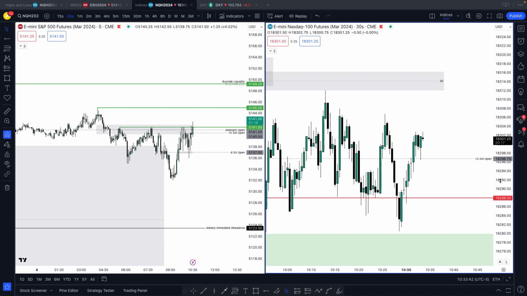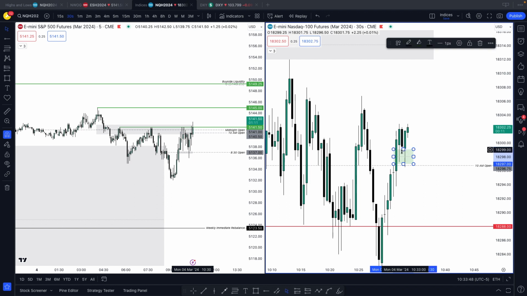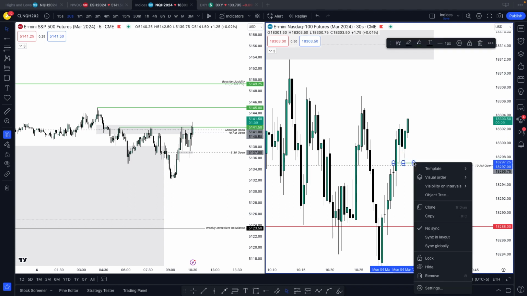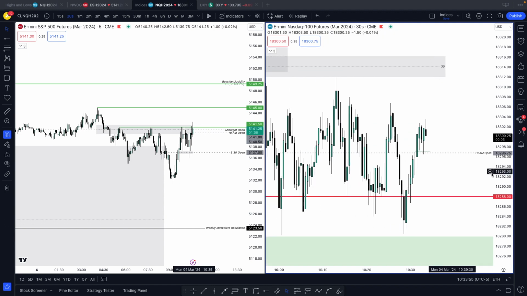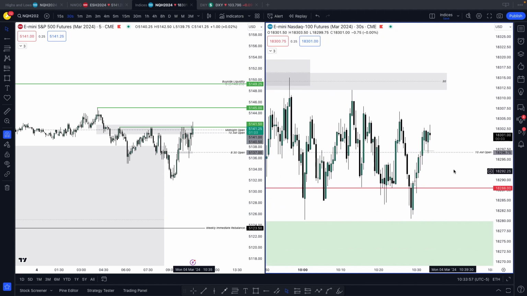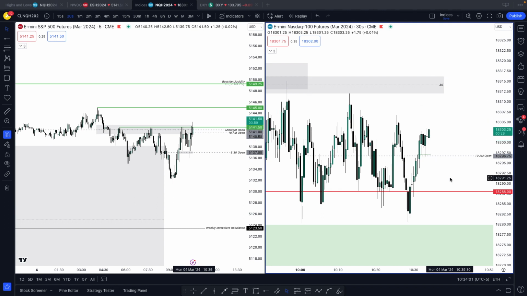And there's the tiny inefficiency. So this is like using your 30-second model, but instead of targeting the 15-minute swing, you're using an area of inefficiency as your target.